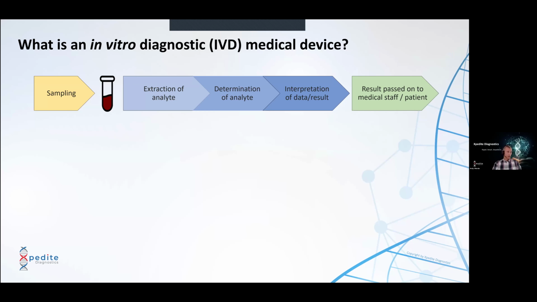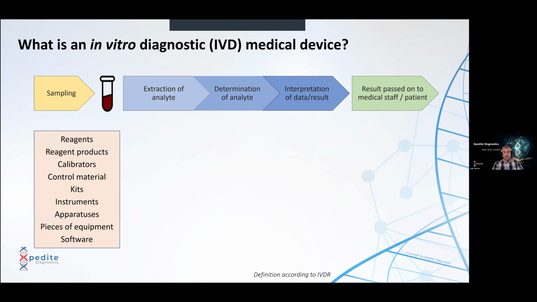So I just start very easy and simple. So what is an in vitro diagnostic medical device? All of you know, you can take samples from, in this case, persons, means humans, and then you undergo a certain analytical process, which includes extraction of the analyte, determination, can be a qualitative or quantitative determination, and then the interpretation of the data or result. And then the result needs to be passed on to either medical staff or the patient directly.